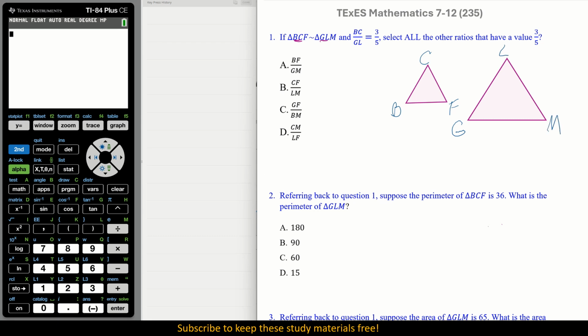Now, I know that I can label it this way because I'm looking at the order and comparison of the triangles. So this tells me that BC, we can go ahead and call it 3. And then GL, I'm going to call that 5. So let's think about this. It says select all the other ratios that have the value 3 over 5. So what are they saying?